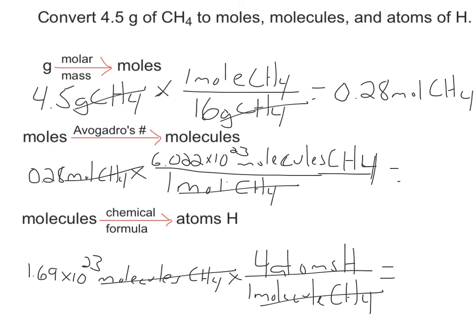So this is how you can convert from grams to moles, moles to molecules, molecules to atoms, or in the reverse, we just go backwards. Atoms to molecules, molecules to moles, and moles then to grams.